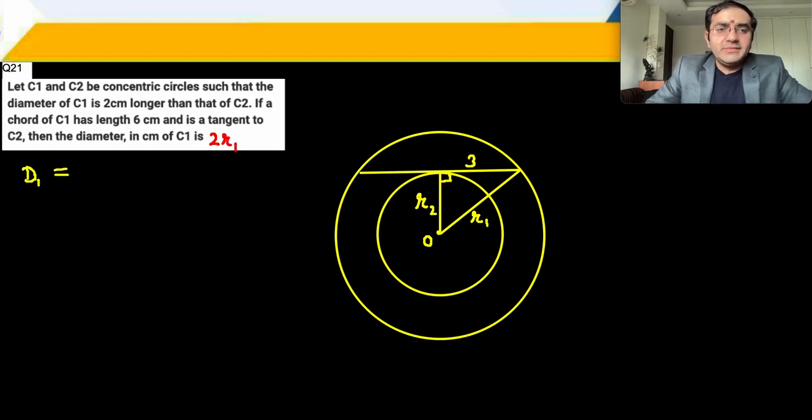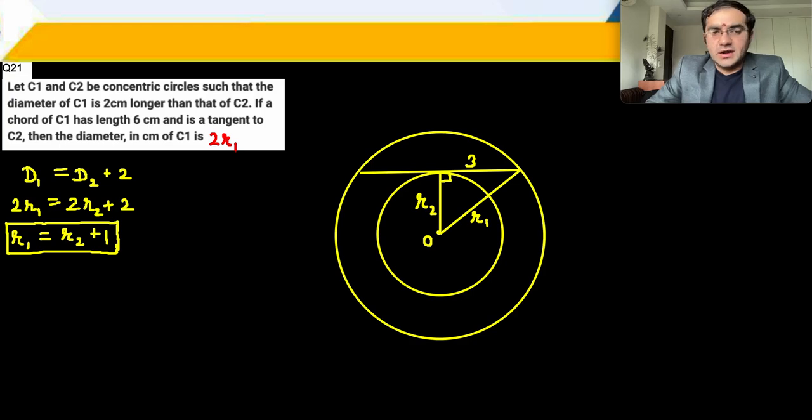The diameter of C1 is 2 centimeters longer than that of C2. D1 is 2 centimeters longer than D2. Instead of D1 put 2R1, instead of D2 put 2R2 plus 2. So you get R1 is R2 plus 1.